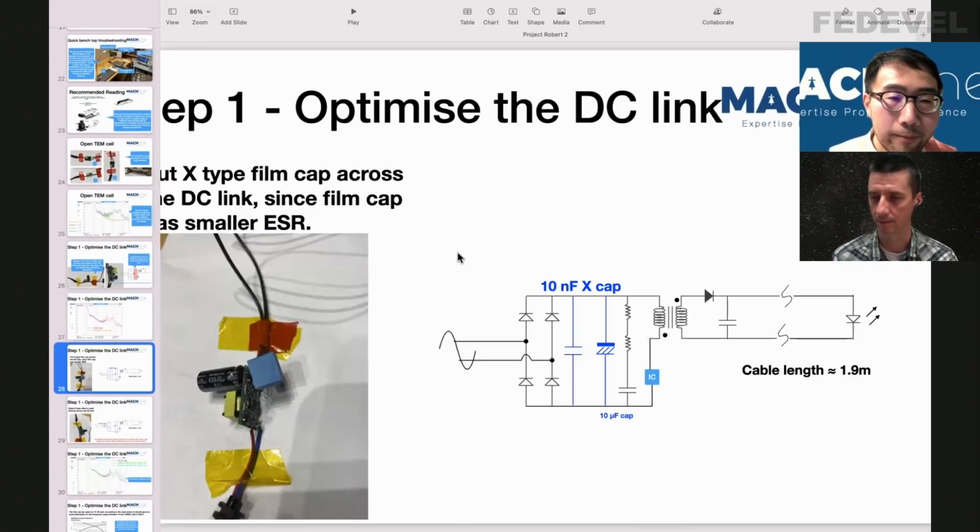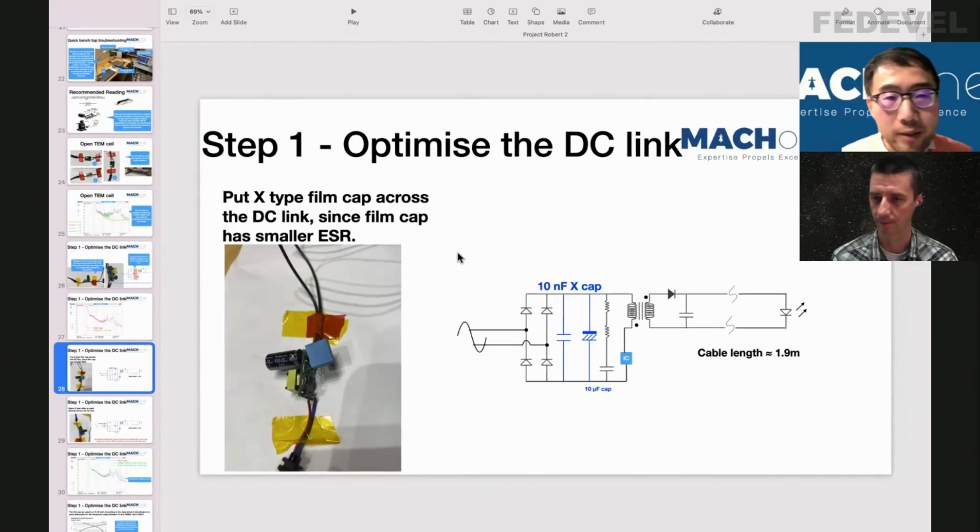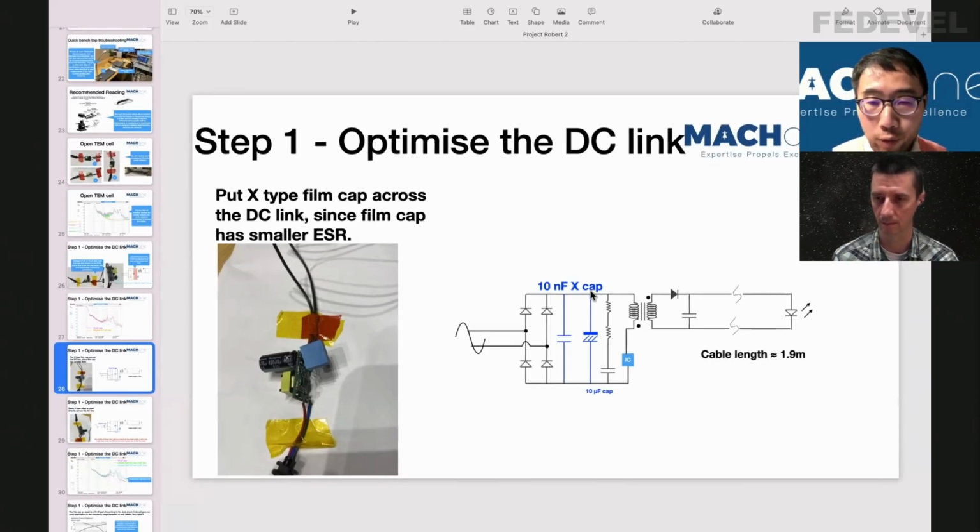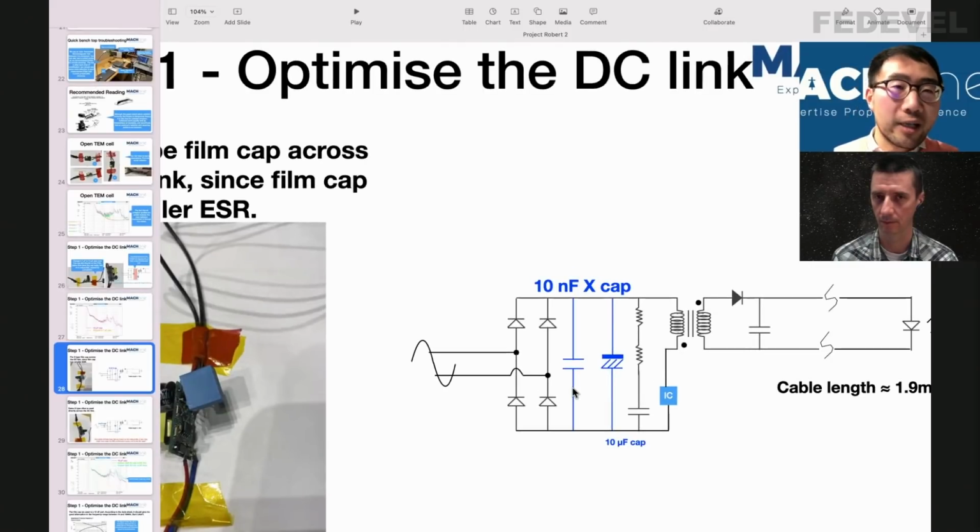Okay, then the next step is again trying to optimize the DC link a little bit better. So in this case, we changed the capacitance value, but it's still an electrolytic capacitor. And the next, I wanted to use some low impedance film capacitors. So I tried to put a 10 nanofarad capacitor in the DC link, as I draw here. And the idea is the same. Basically, you want to make your DC link capacitance a low impedance path.